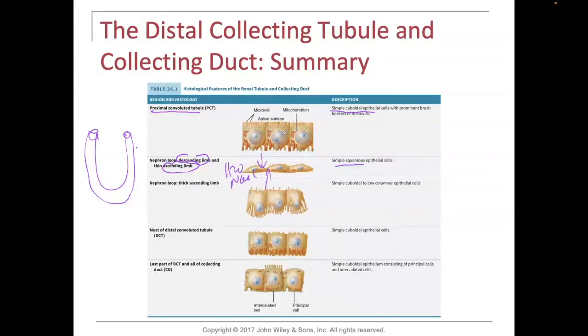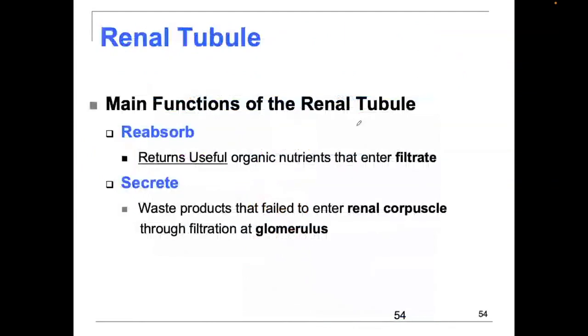Okay, so at the proximal convoluted tubule, the PCT, and the distal convoluted tubule, you're going to see these simple cuboidal cells. Simple cuboidal, simple cuboidal, simple cuboidal. They're found throughout the majority of the kidneys, of the nephron.